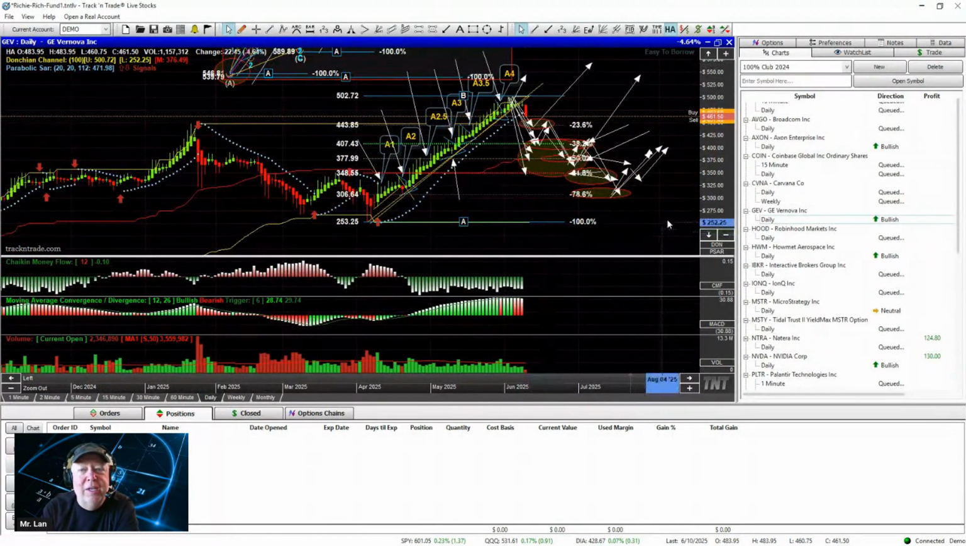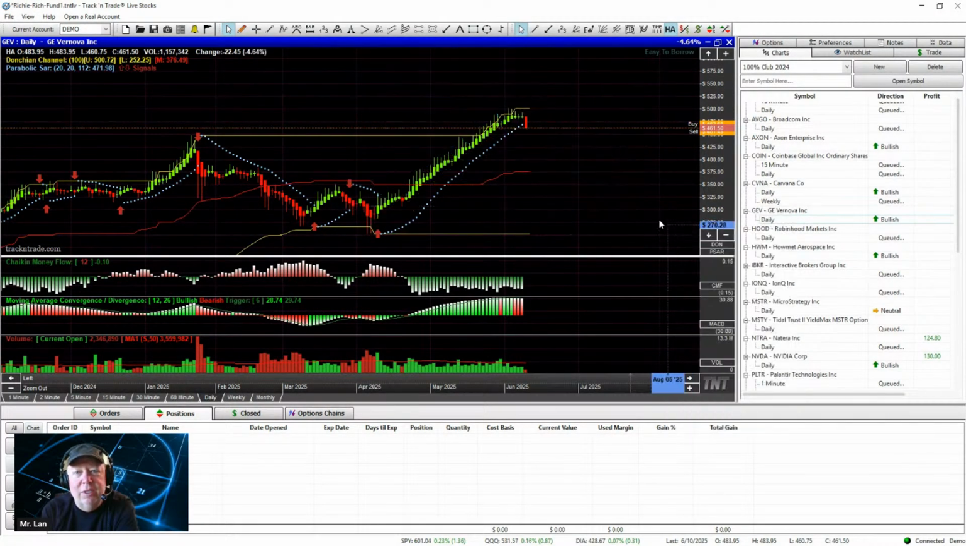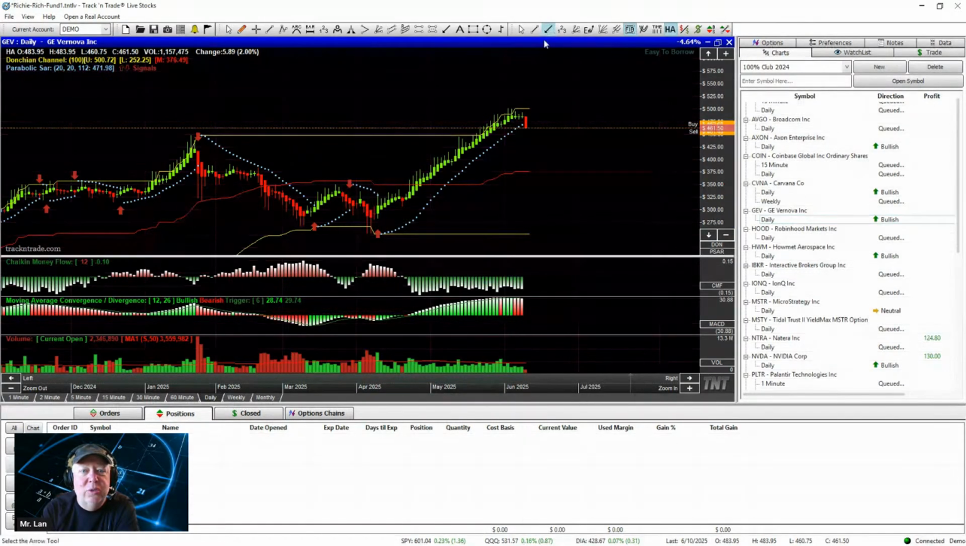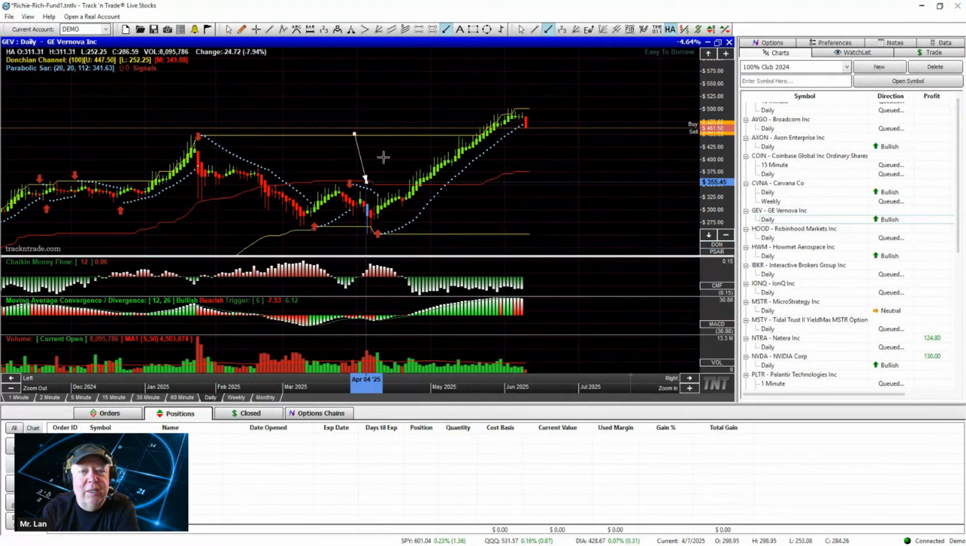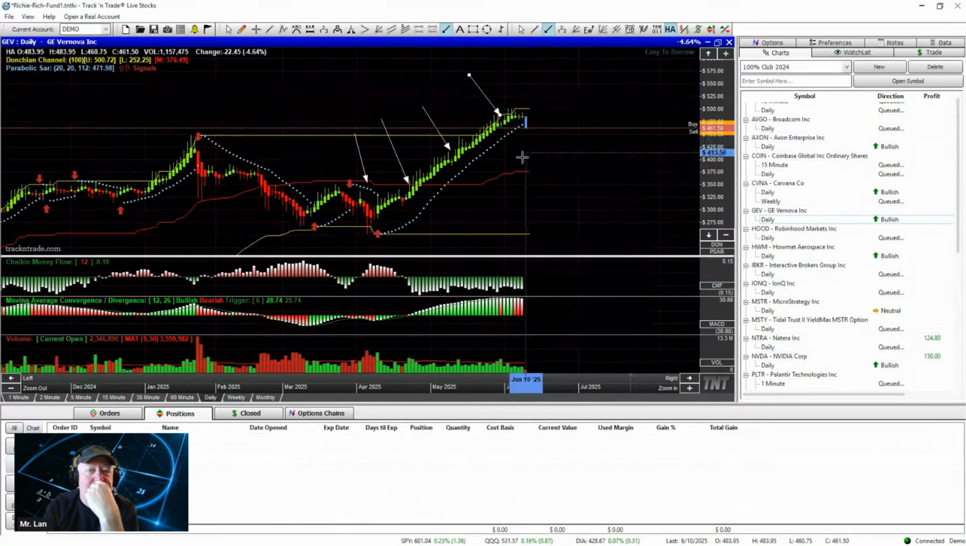We finally got a break in GEV. Oh my gosh. There it is for us, folks. We were waiting for this one clear back here. Look at how many little breaks we had in here. So we had our A1, A2, A3, A4. We had an A4. It just couldn't make it go at A4.